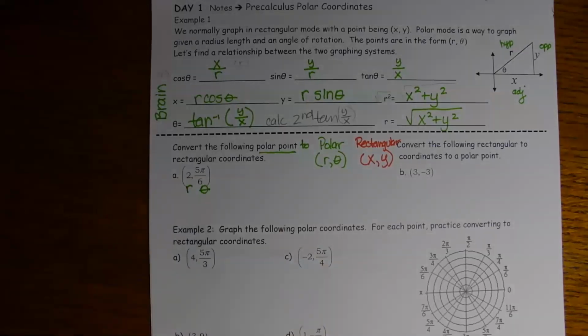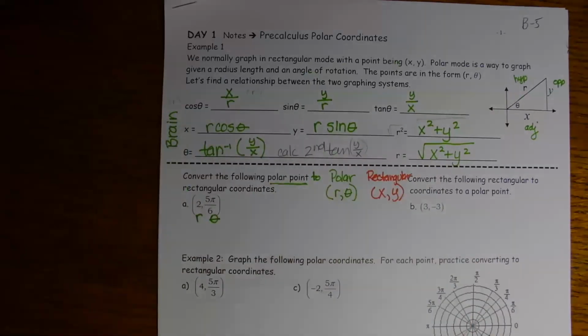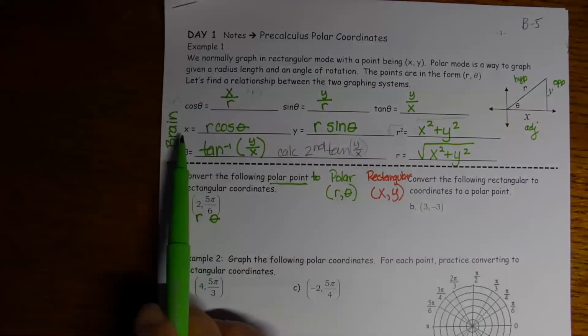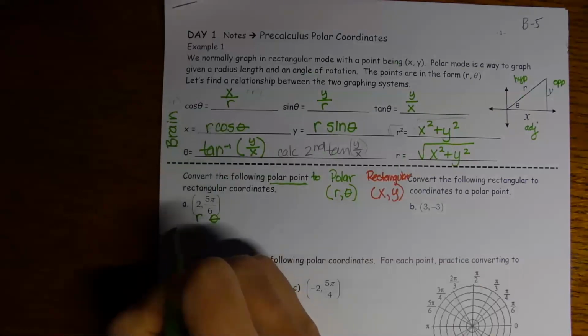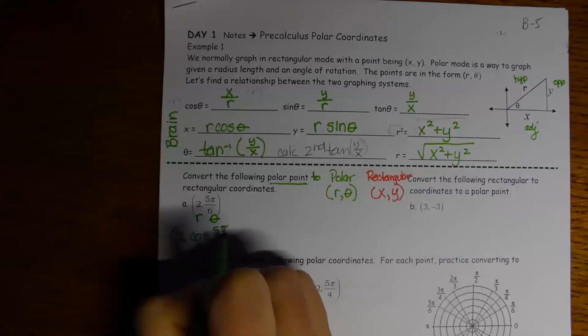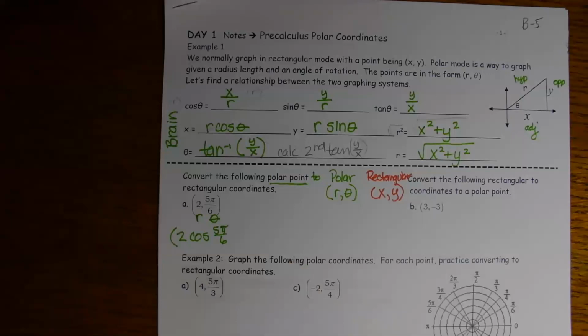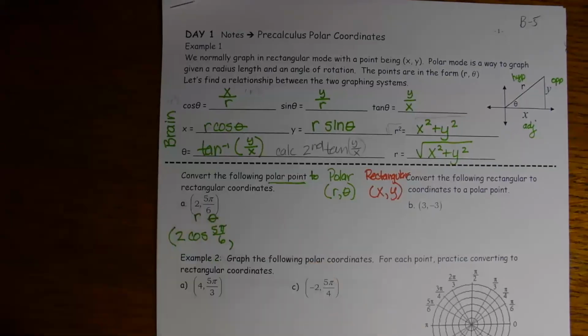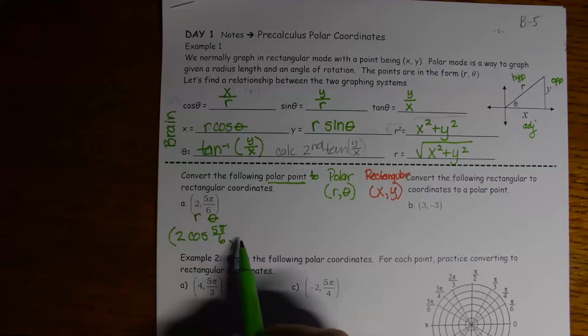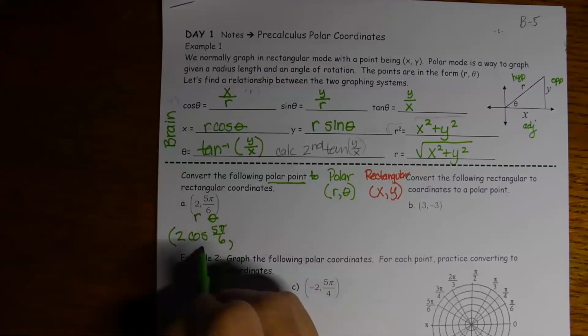True? Now from our new little mini brain up there, how can you go from r to x and y? What formula? How do you figure out what x is going to be? It's written right here. What does it say x is? r cosine theta. So that's what? 2 cosine 5 pi over 6. Very easy, right? What does this remind you of? Does it look like vectors where we had magnitude cosine theta? And this is going to be our x coordinate.